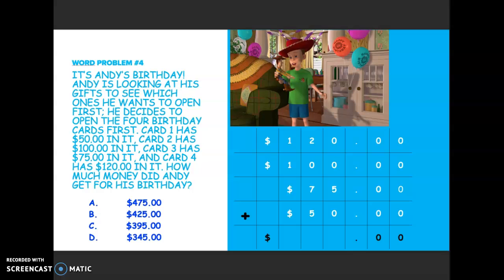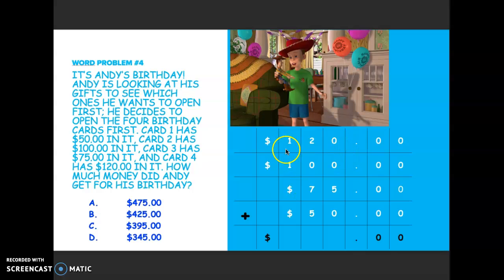The next problem, it's Andy's birthday. Andy is looking at his gifts to see which ones he wants to open first. He decides to open the 4 birthday cards first. Card 1 has $50 in it. Card 2 has $100 in it. Card 3 has $75 in it, and card 4 has $120 in it. How much money did Andy get for his birthday?